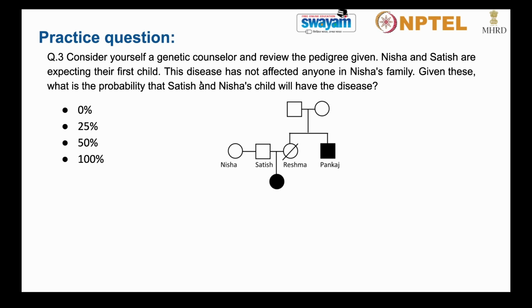So now you have to focus on this line that they are saying that no one in the family of Nisha has ever been affected with this disease. By looking at this pedigree, you have to predict what is the probability that if Satish marries Nisha, then their child will have the disease. So now look carefully and answer me.